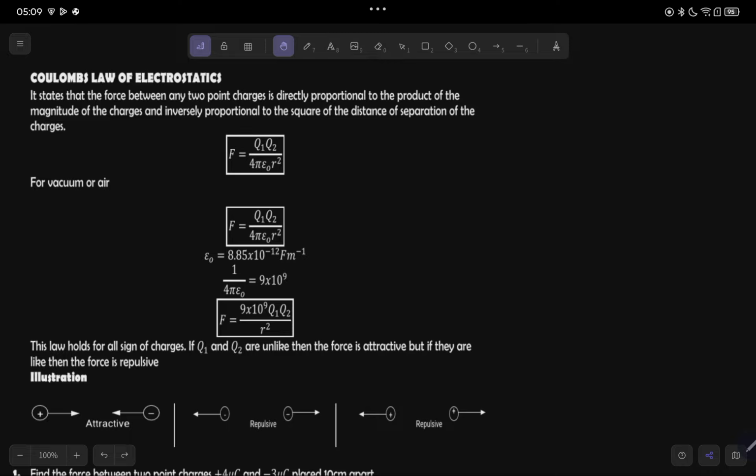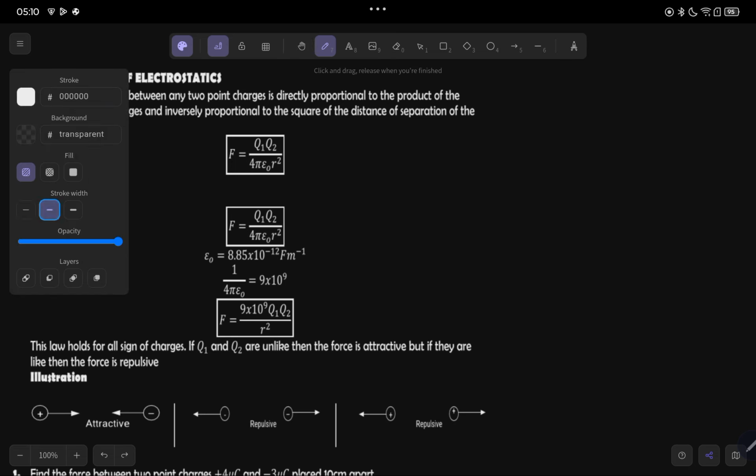And today in this episode, we're looking at Coulomb's law of electrostatics, which states that the force between any two point charges is directly proportional to the product of the magnitudes of the charges and inversely proportional to the square of the distance of separation of the charges.